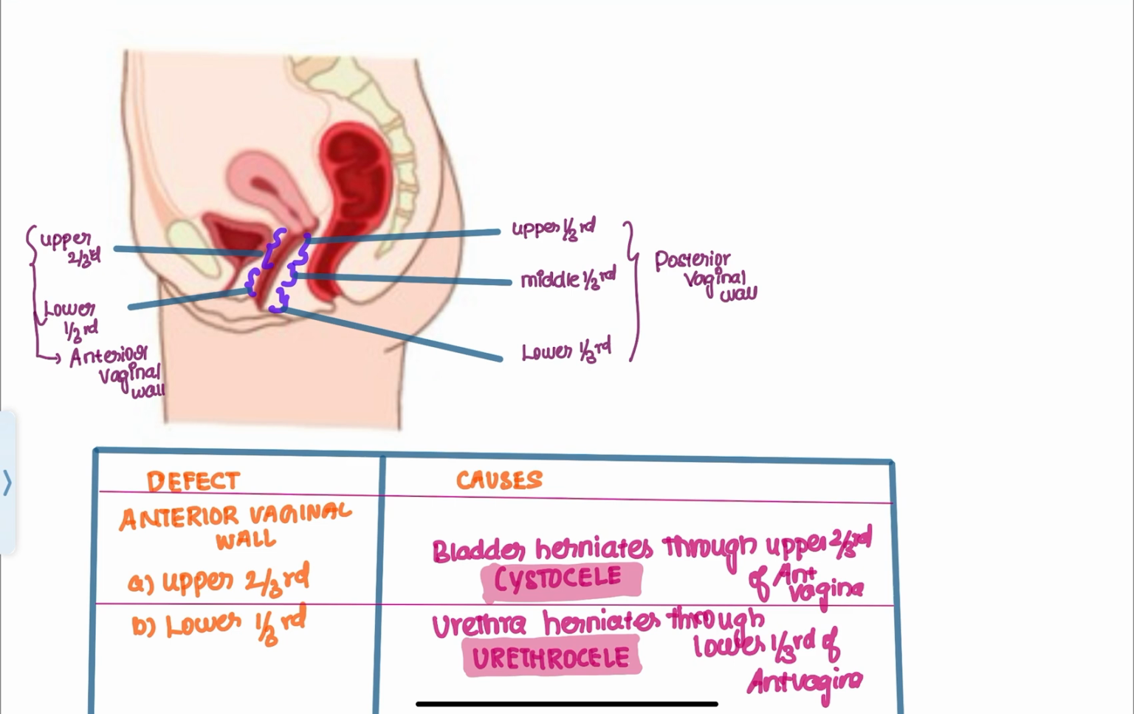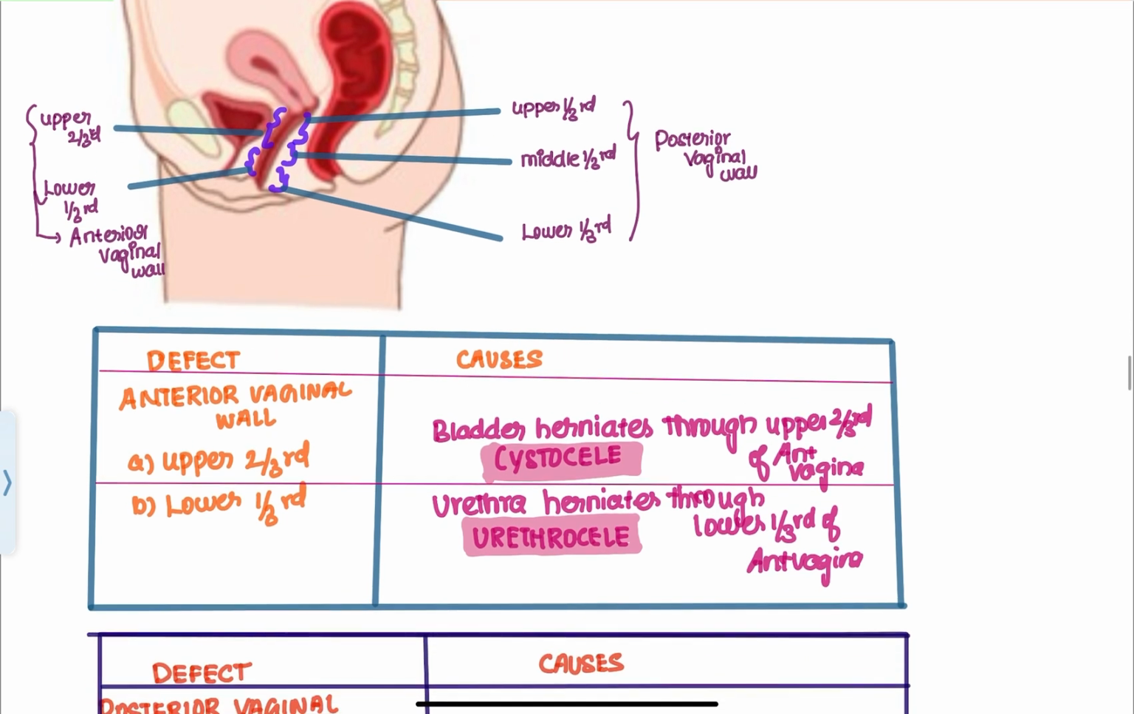Now, we are going to see what the defects caused by vaginal prolapse are. Let's take the anterior vaginal wall first, and then we will discuss the posterior vaginal wall. The anterior vaginal wall we have divided into the upper two-third and the lower one-third. As you can see here, this is the anterior vaginal wall, divided into the upper two-third portion and the lower one-third portion.